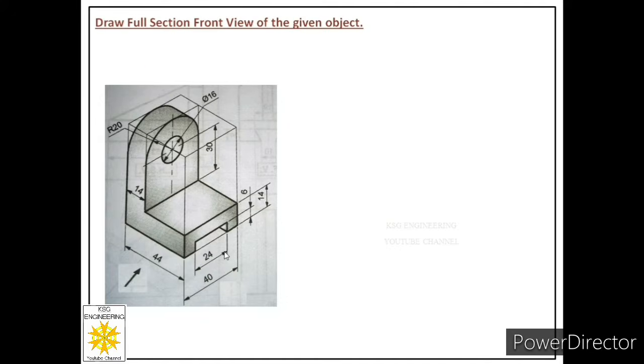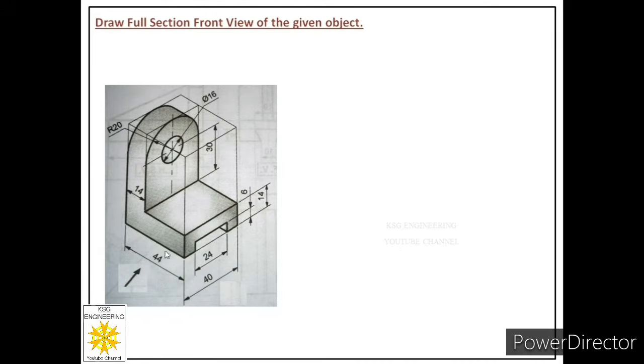So we are given one object and we are asked to draw its full section front view. Over here one arrowhead is shown to us and that indicates the front side of this object. It means we have to read this object from this side only. This is the side of the observer, and let us first observe the dimensions of this object.